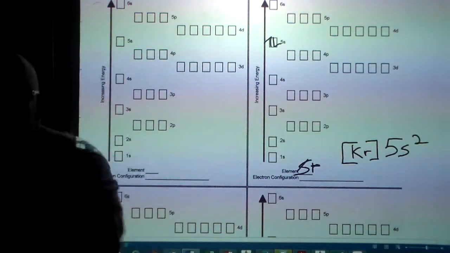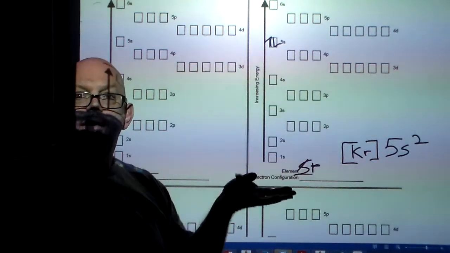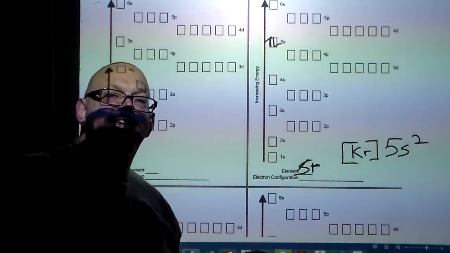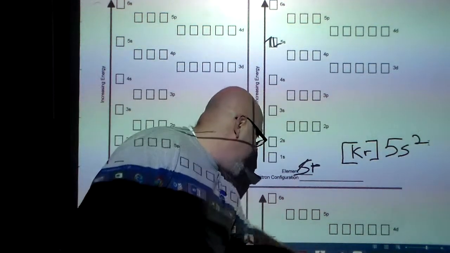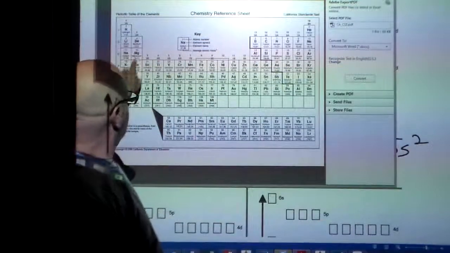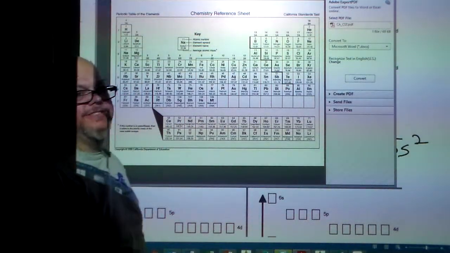And how many valence electrons does strontium have? 2, because it's in the second column. How do I know this? It's right here, second column.